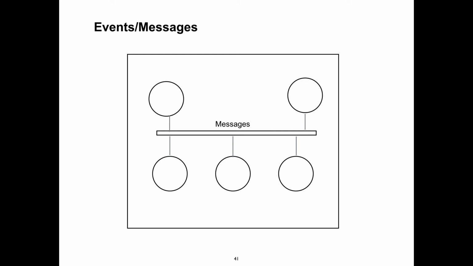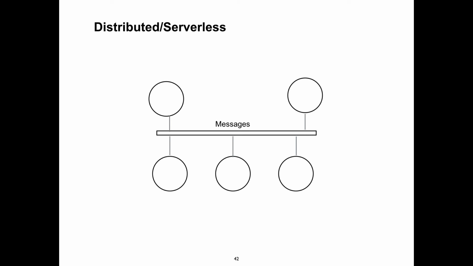And so the next thing is to get rid of that boundary. That message could be some sort of message queue. It could be Kafka, or some sort of messaging system. And it doesn't have to be on the same machine. All of a sudden, each one of those circles could be a different machine.